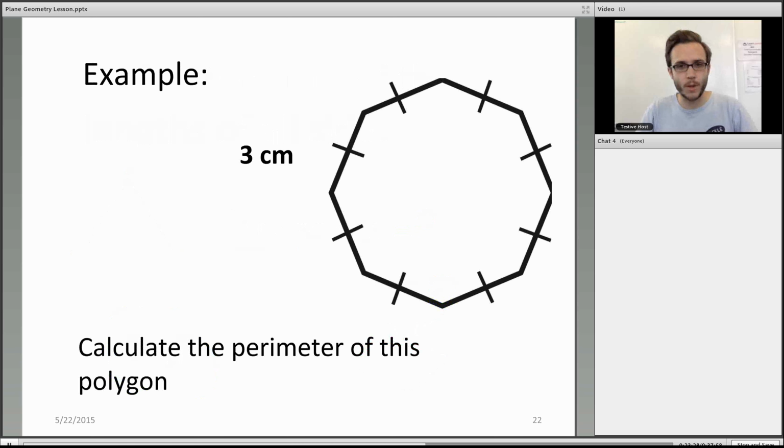Here's an example with a polygon, right? We know that this is a polygon with equal sides because we have this symbol here on every single side showing that they're the same length. One of these sides is 3 centimeters. Simple, we just count up the sides. So we have 1, 2, 3, 4, 5, 6, 7, 8 sides. 8 times 3 centimeters equals 24 centimeters. That would be the perimeter.